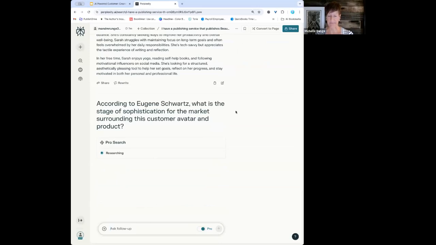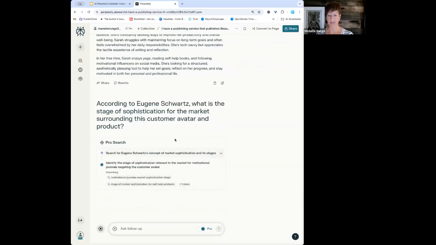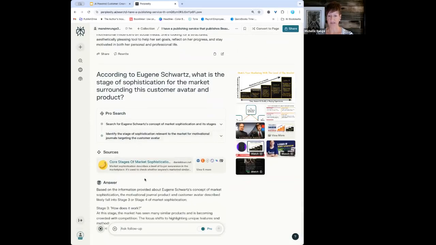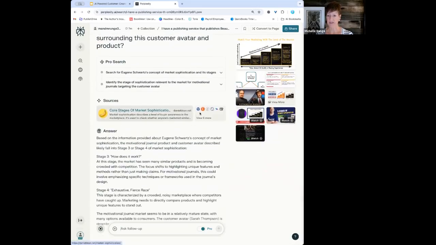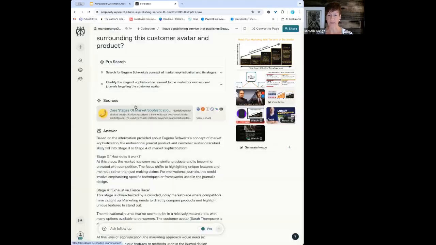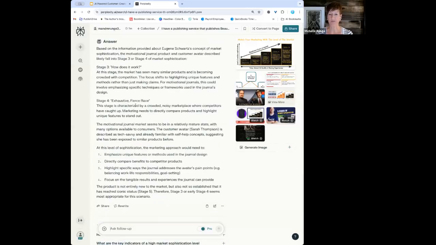It's thinking. Sometimes it takes a minute, but usually it's pretty quick. All right, so it's searching for the concepts. So it's doing its research to find out what the market sophistication concepts are and then identifying the stages. All right, so it's got, it looks like, 7 different websites that you can go back and take a look at. Okay. All right, so based on the information provided about Eugene Schwartz's concept of market sophistication, the motivational journal product and customer avatar described likely fall into stage 3 or stage 4.